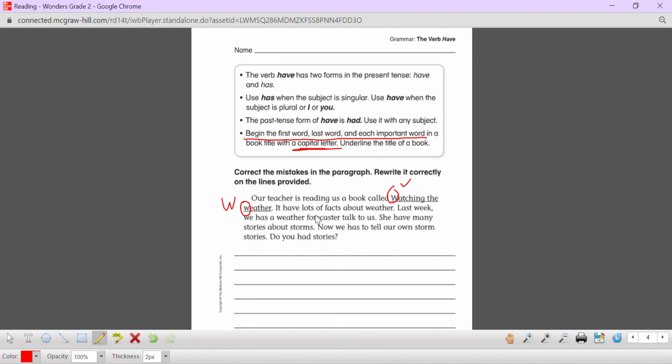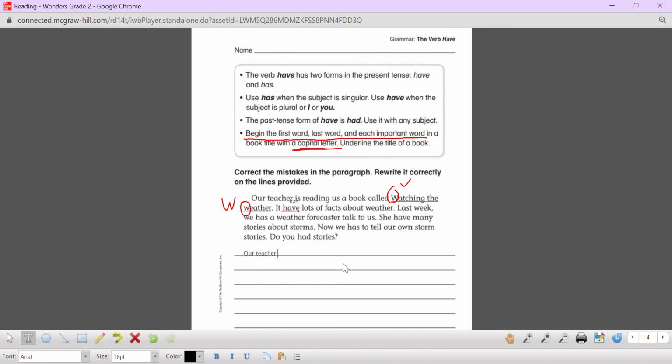And let's keep reading. It have lots of facts about weather. It, when it's with it, that's singular. Do I use have? Nope. I use has. So we will keep correcting. There are more errors in the passage, so please be careful. Find out all the errors, and then when you finish, you will rewrite it.